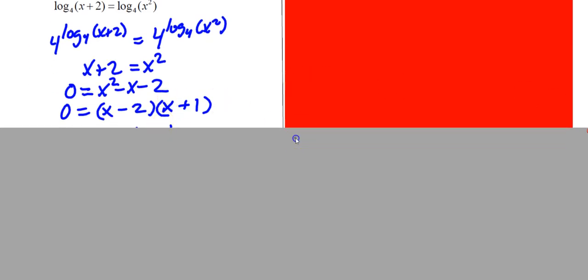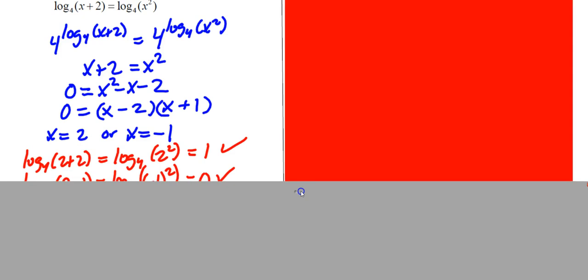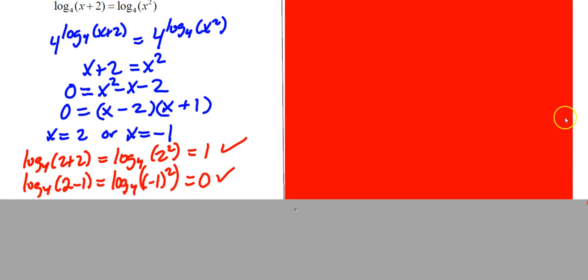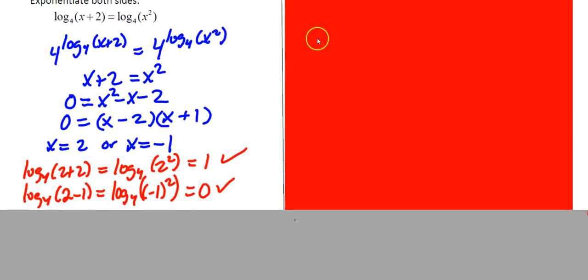Set it equal to 0, factor it, and we end up with two solutions. Now I said you have to be careful not to take the log of a negative number. So if we check both of these in the original equation, we see that if x is 2, we have log base 4 of 4 and log base 4 of 4, which are both equal to 1.